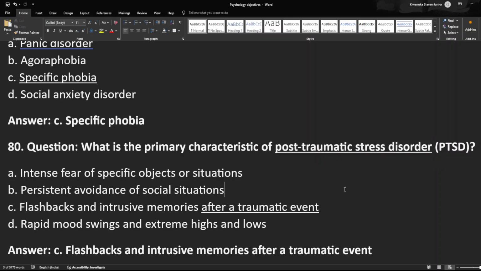Say you got involved in an accident and you are in a bus. So every time you get in a bus, you still remember those memories, they come back. You feel like you are going to land in another accident. That is what we call post-traumatic. You're traumatized by what happened previously. So it is flashbacks and intrusive memories of the traumatic event.